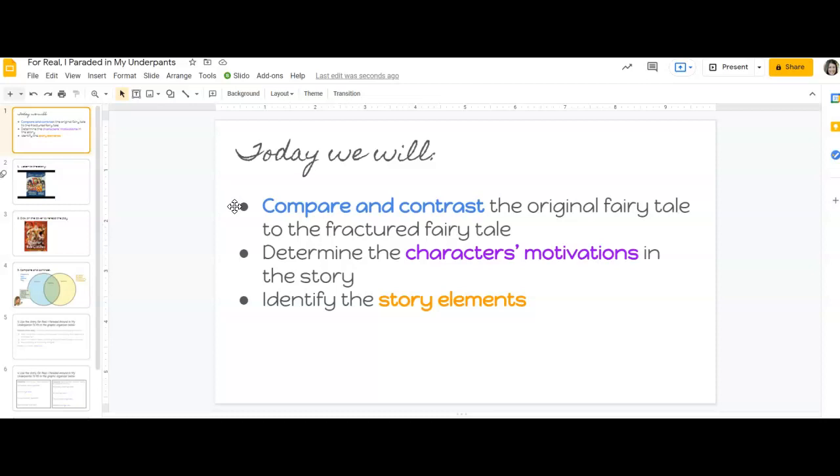So what I want you thinking about when you're identifying the story elements today is pretend that you are the author of this book, For Real, I Paraded in My Underpants. If you were the author and you had to work backwards, like you would in a math problem, how would you have brainstormed this story as the author? Okay, so put yourself in the author's shoes because later this week, you're going to be the author.